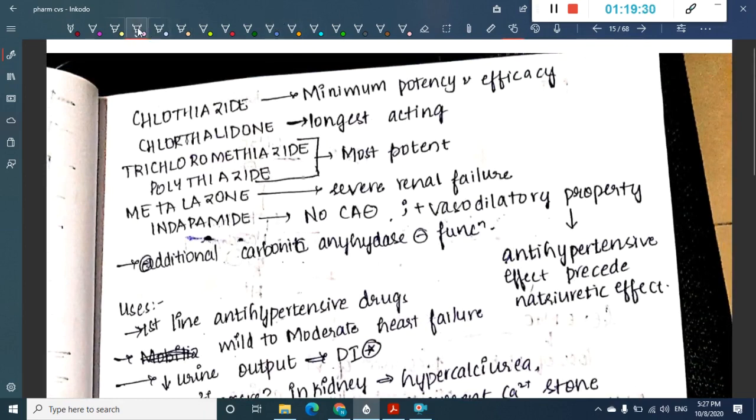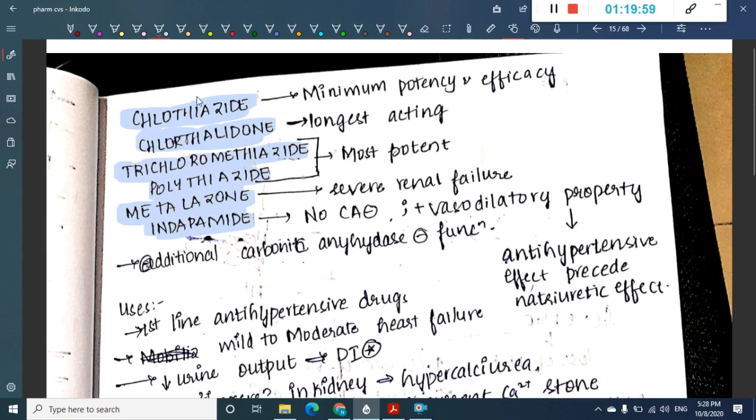Next, let us learn about the drugs now. The drugs of thiazide diuretics include chlorothiazide, chlorthalidone, trichloromethazide, polythiazide, metolazone, and indapamide. So these are the different drugs which you see.